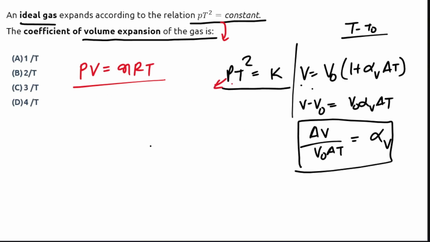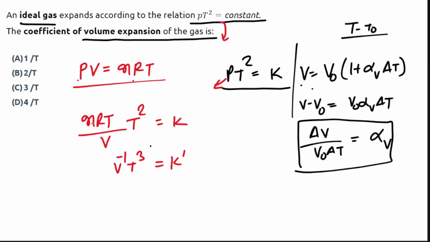So P को यहाँ पे आप क्या लिख सकते हो बताओ? यहाँ से लिख सकते हो P को nRT by V. So P को आप लिख लो nRT by V, and this is T square is equal to constant. So what you are getting, V minus 1 T का cube is equal to some other constant, right? Because n is a constant, number of moles present in this case of the gas, and R is the gas constant, right? So this is constant now.